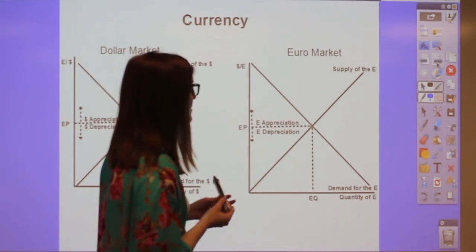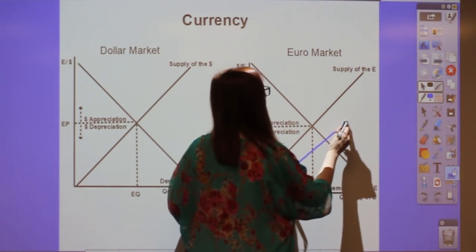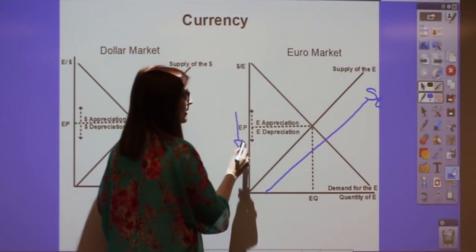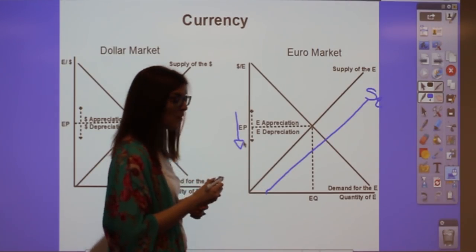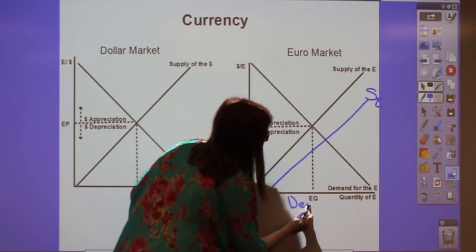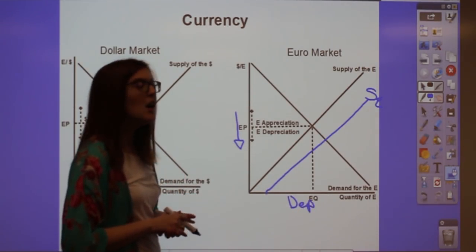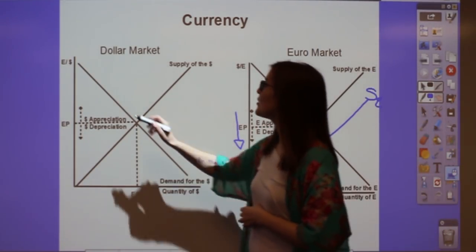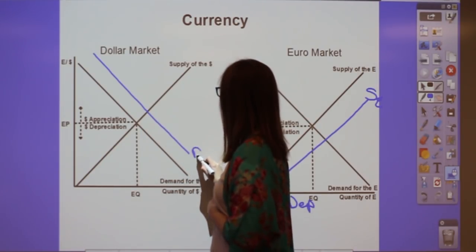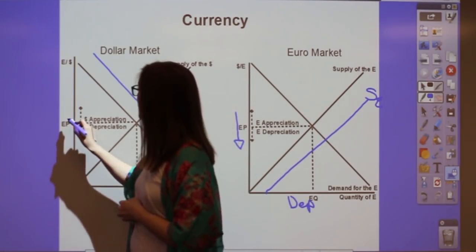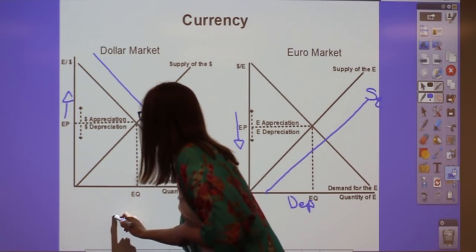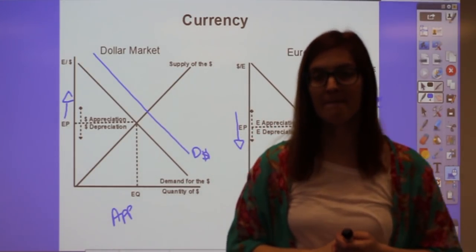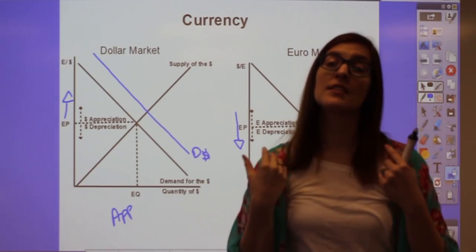So on their graph, the supply of the euro will increase, which we notice drives down the equilibrium price of the euro because more of the euro is out there in the world, and that in turn depreciates the value of the euro. On the American side, if they are putting their money into America, this would increase the demand for the dollar, which now equilibrium price is driven up, so the increased demand for the dollar will appreciate the value of the dollar.